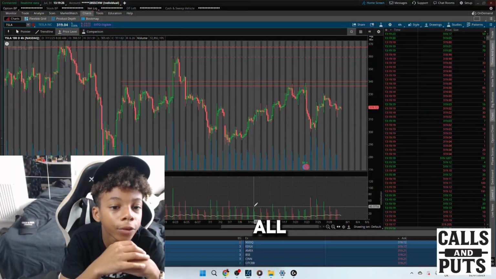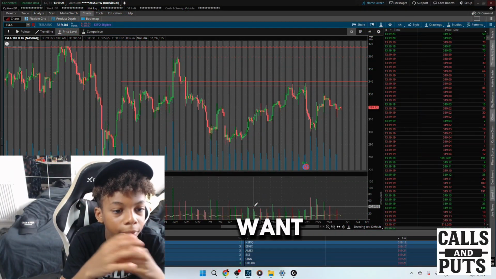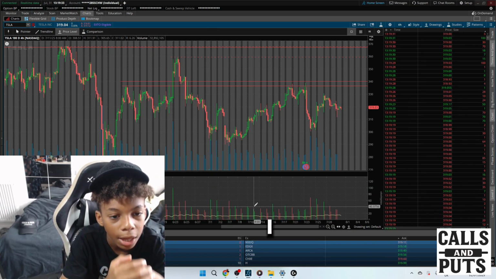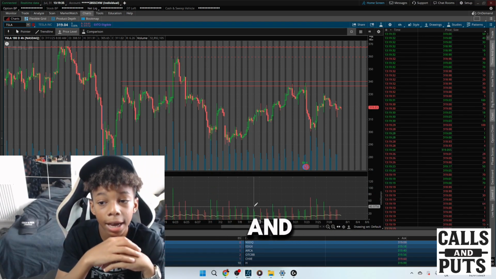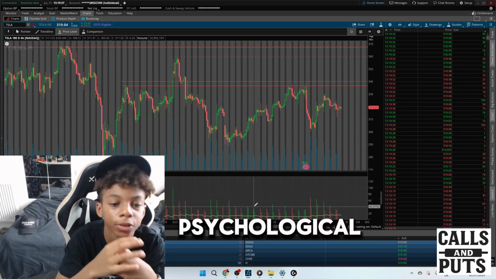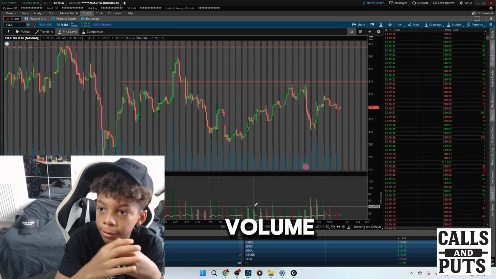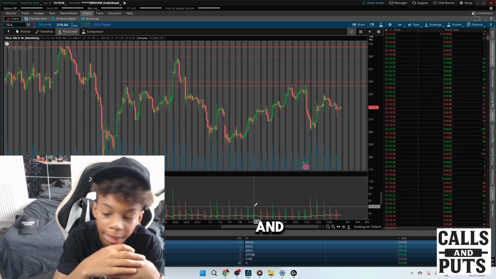So, summary of all this: the two different breakout strategies I use are range breakouts and key level breakouts. I want it to break out of my key level, and I want it to break out of my psychological level as well, round numbers. And yeah, I'll take it if it has enough volume, if I see it on the times and sales, which I explained, and the level 2.